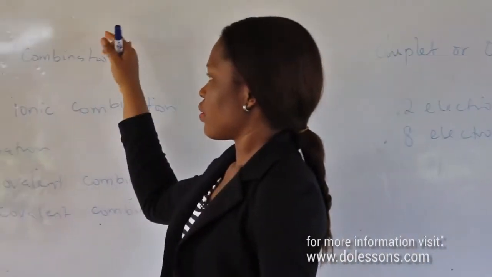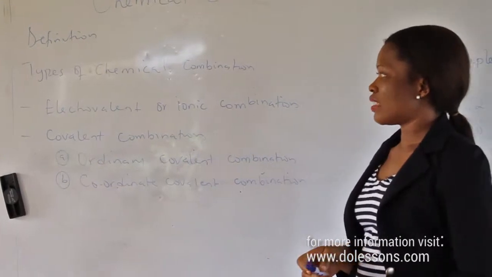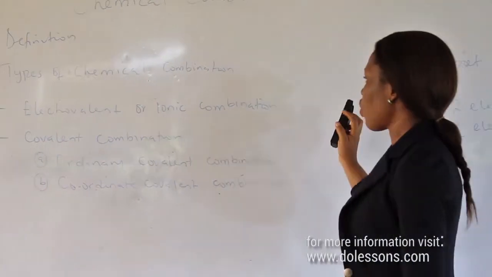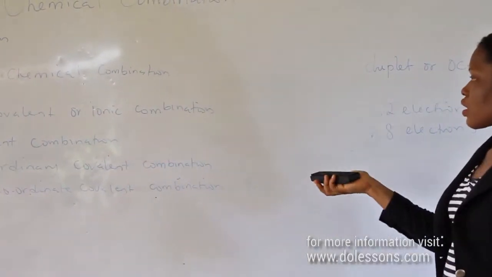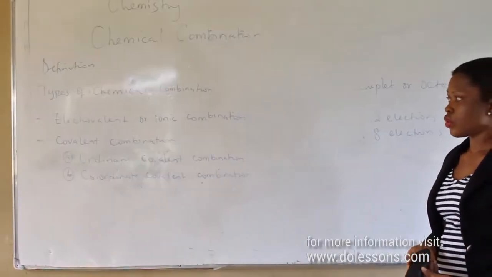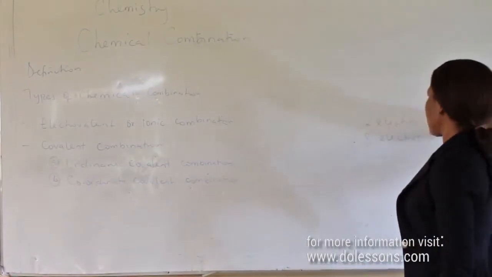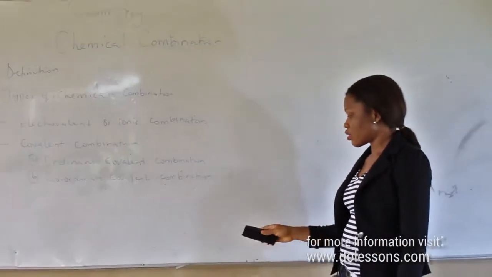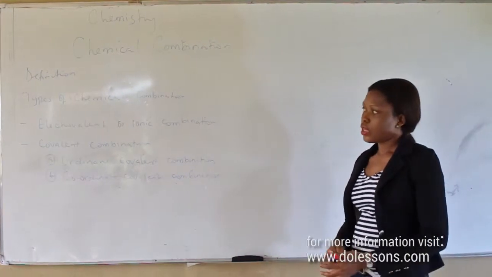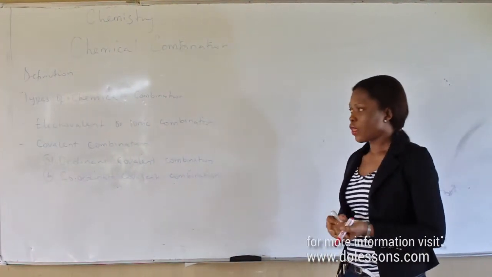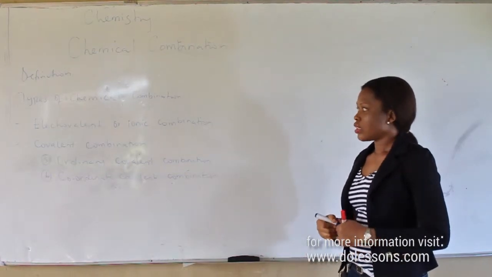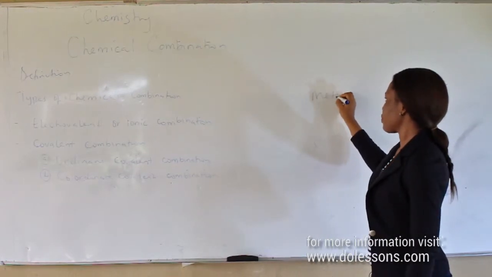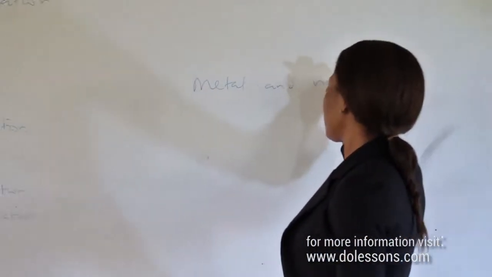In today's chemical combination, we're looking at 2 main types of chemical combination. The first type is the electrovalent or ionic combination, and the second type is the covalent combination. The covalent combinations are of 2 types: the ordinary covalent combination or the coordinate covalent combination. In electrovalent combination or ionic combination, the combination is usually between a metal and a non-metal.